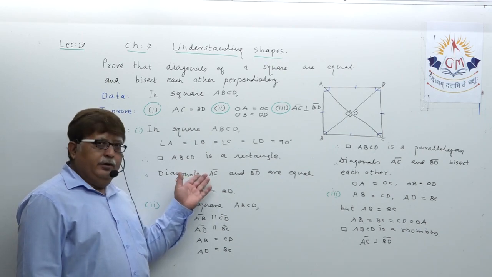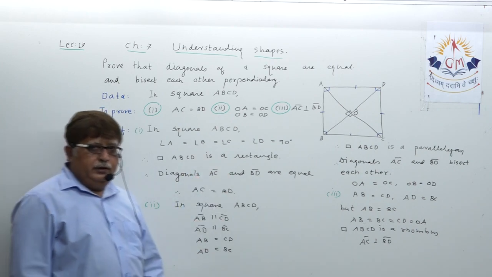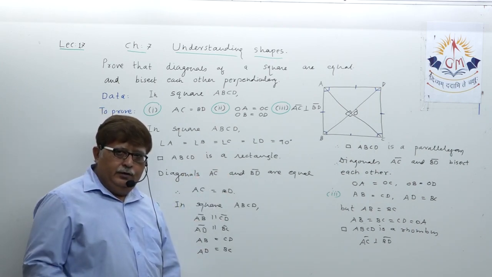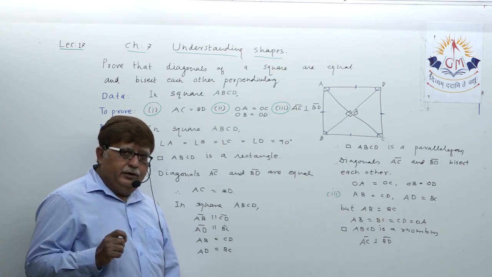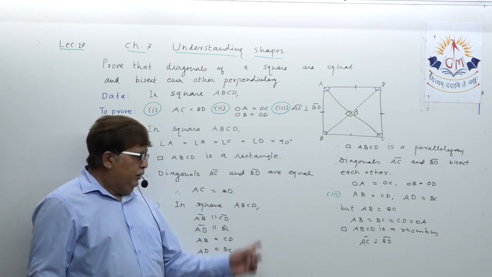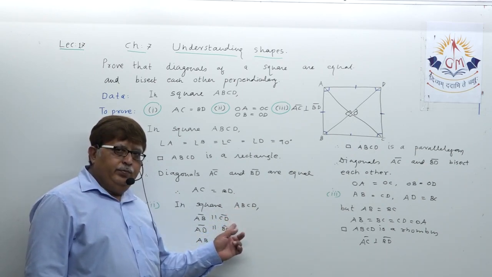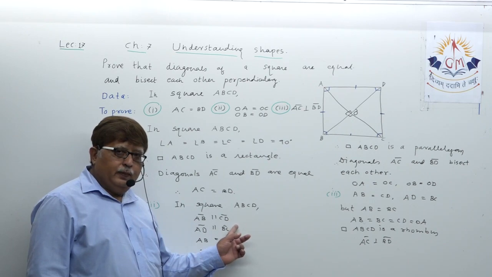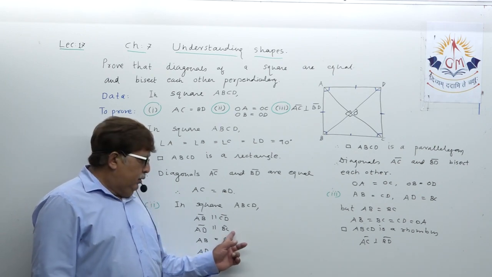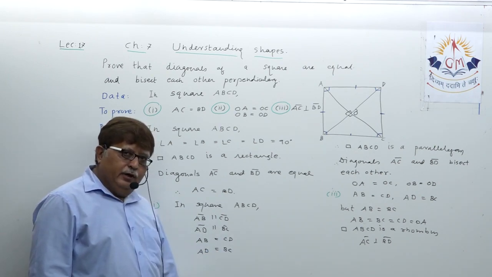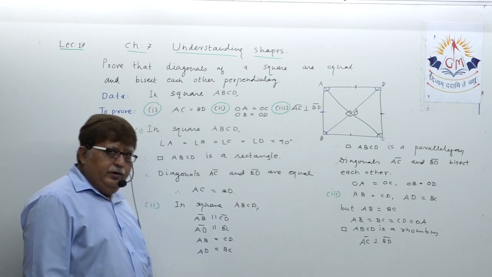So when it becomes a rectangle, because it has all angles right angle, obviously the property of a rectangle implies here that diagonals are equal. Now the same square became a parallelogram because opposite sides are parallel and equal.